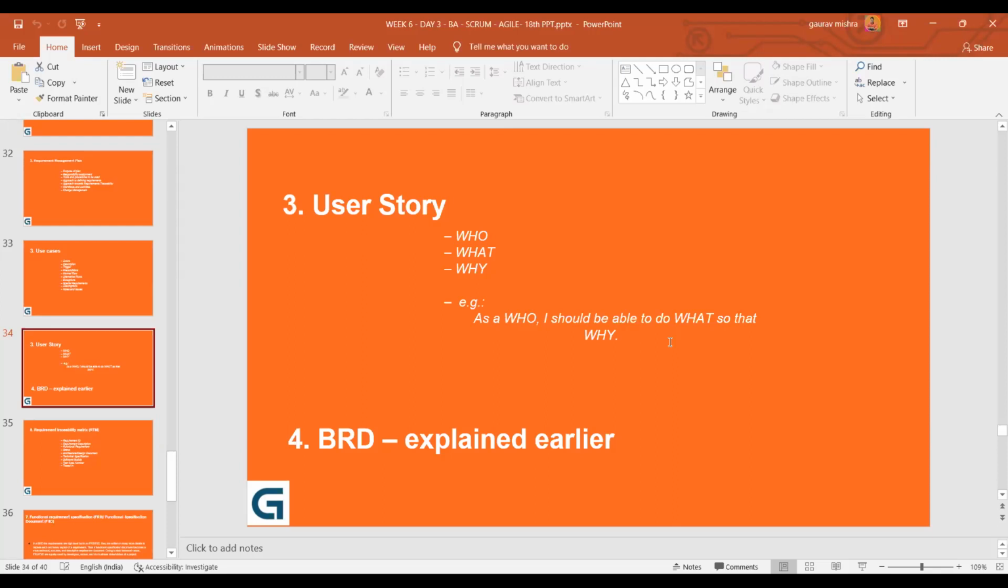Good with this? Did you understand how to write a user story? Yes. Cool. So, Tejaswini, you are good with this as well? Yes. Okay, thank you.